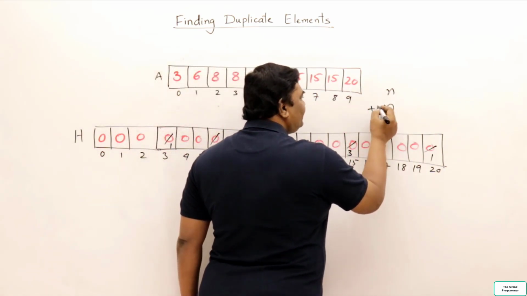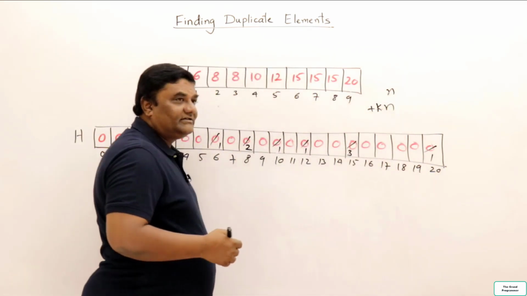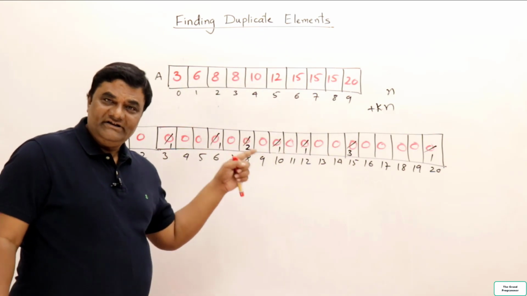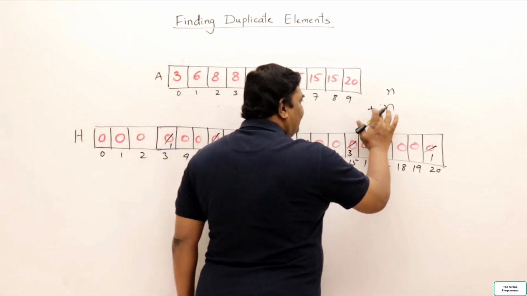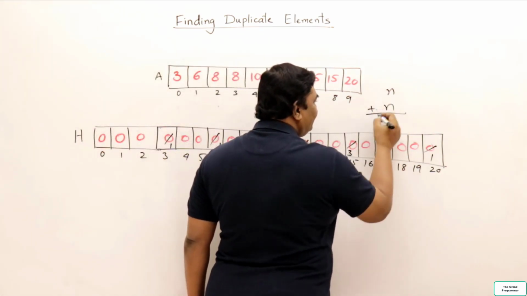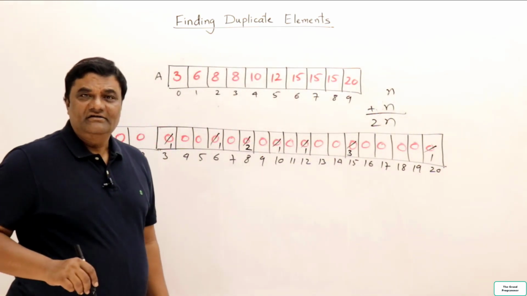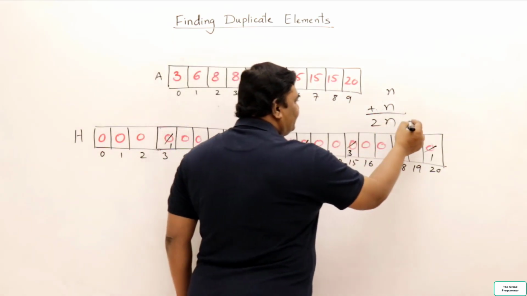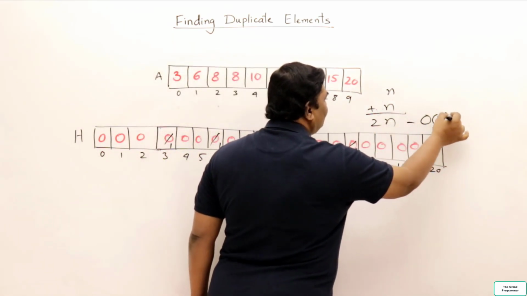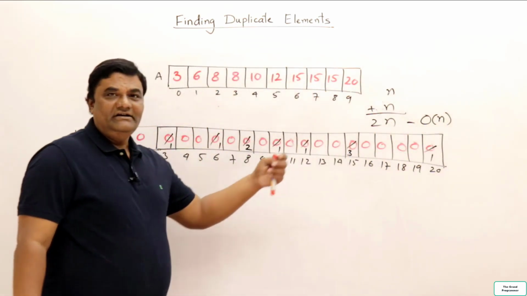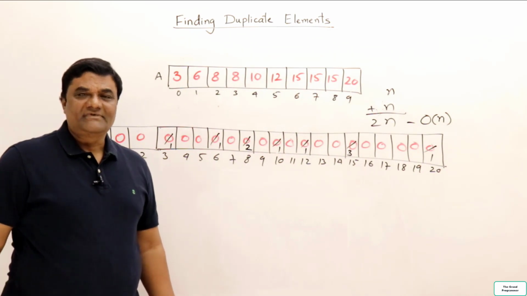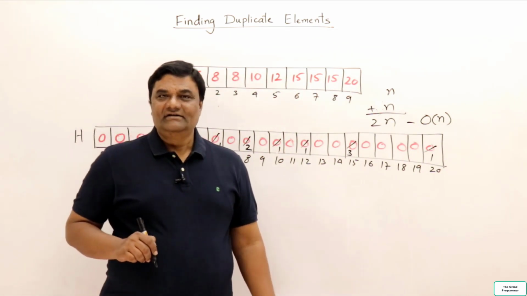No, still larger. So whatever you want, you write on k of n. So this is also linear. Then if I take it as only n, then I say 2n. So what is 2n? 2n is also linear, right? So finally it is order of n. Yes, it takes order of n time. So this is the analysis.